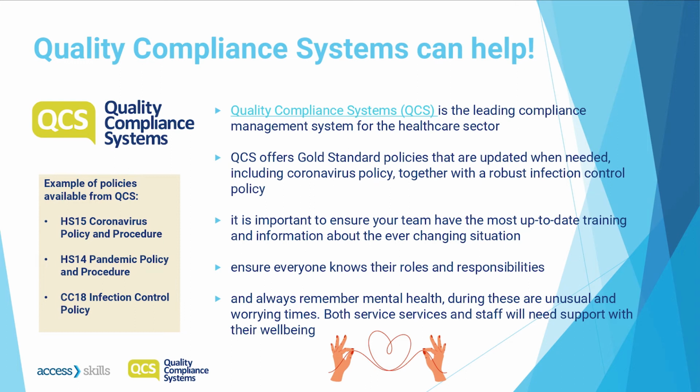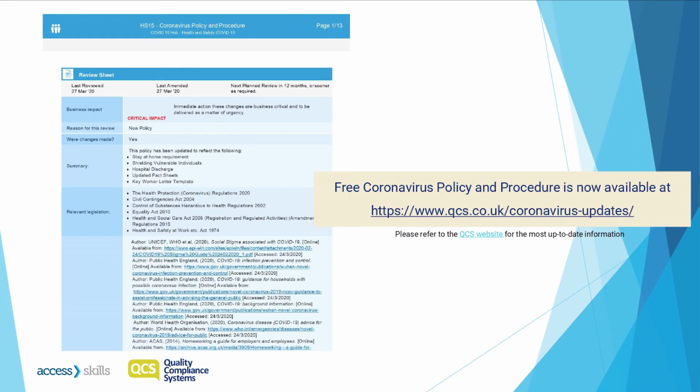I have suggested on the screen 3 policies that you might like to look at from QCS. We will examine one of them in more detail. This is the QCS Coronavirus Policy HS15. It starts by looking at the impact of the policy, and this one has critical impact. That means it needs your immediate attention. All policies are graded in this way when they are created or when changes are made, and you are alerted to which part is changed by highlighting.